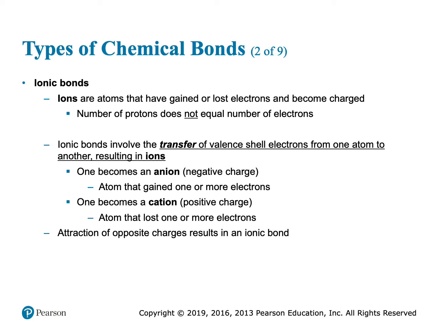So a cation is a positively charged ion. Ion is the general term for an atom that has a charge. Anion is more specific. I have a charge and it's negative. Cation is more specific. I have a charge and I'm positive. So an anion is an ion with a negative charge. A cation is an ion with a positive charge.